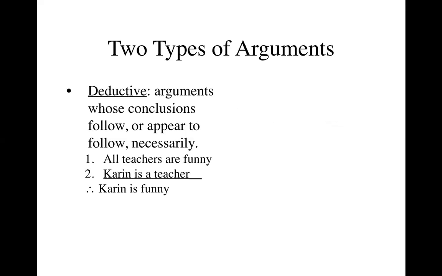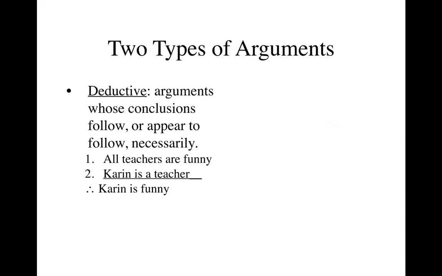This video will explain the difference between a deductive and a non-deductive argument. So there are two types of argument. We can split the arguments that we will be looking at basically into two types. One type is deductive. So these are arguments whose conclusions follow, or at least appear to follow, necessarily.